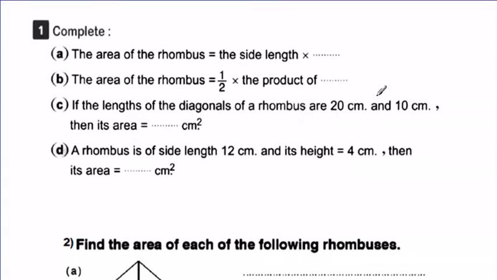Let's see some questions. The area of the rhombus equals what? The area of the rhombus equals the side length times what? Yes, times height. Okay, the area of the rhombus equals half the product of, what is the meaning of the product? The product is the result of the two multiplied. Okay, half times the product of the two diagonals.